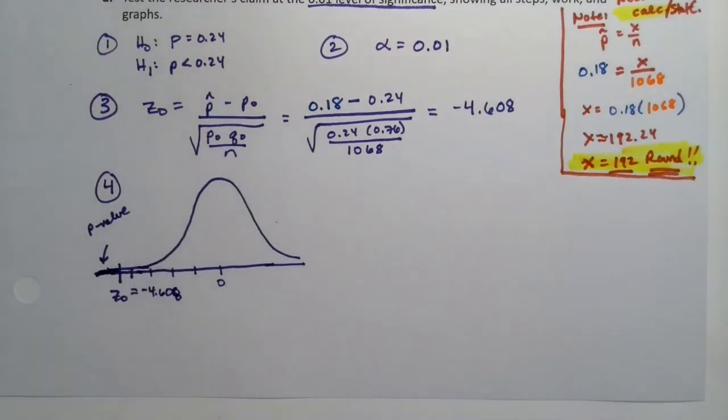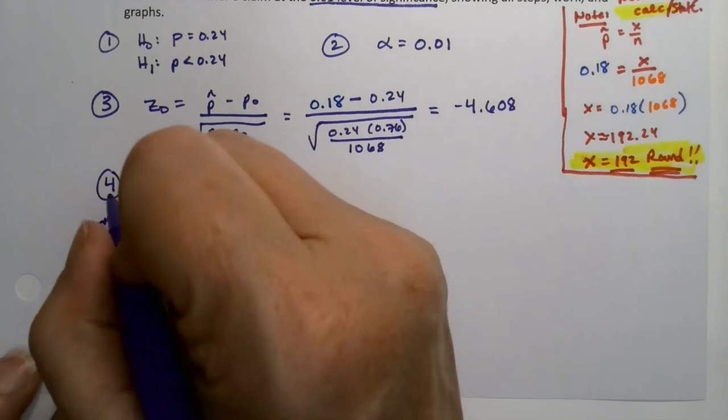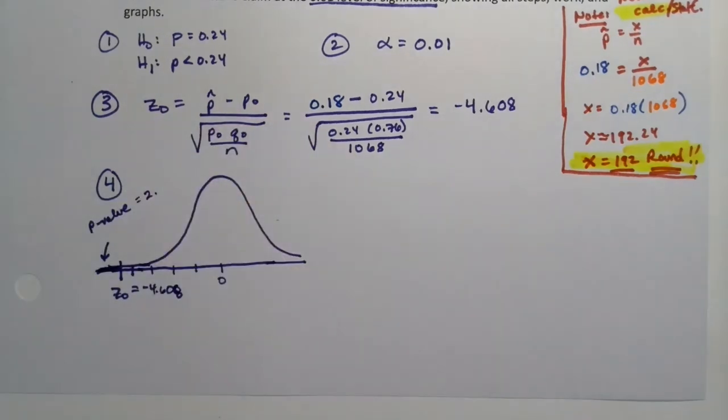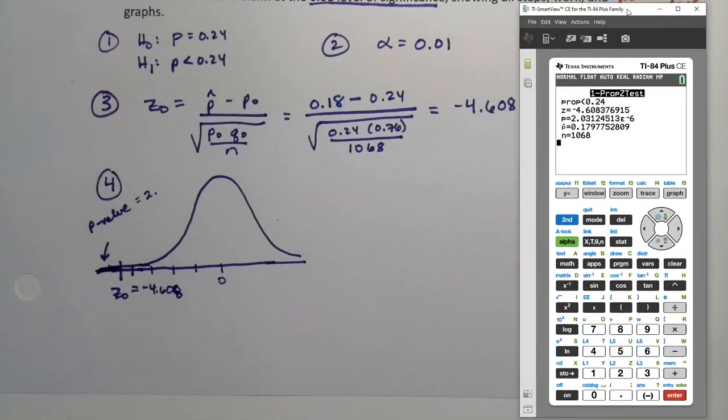Now, the calculator and the StatCrunch say different things. So let me show you what the calculator says. The calculator says it's 2.03e negative 6. Let's think about what that is for a second. It's really small. 2.03? Let me see it one more time. Yeah, 2.03e negative 6. I'm going to put it over here for right now.